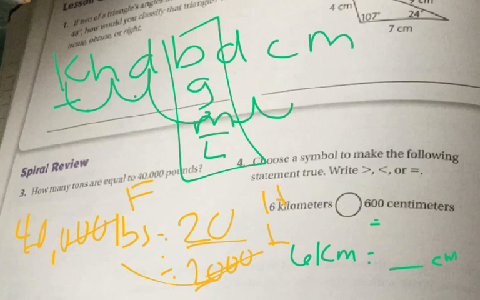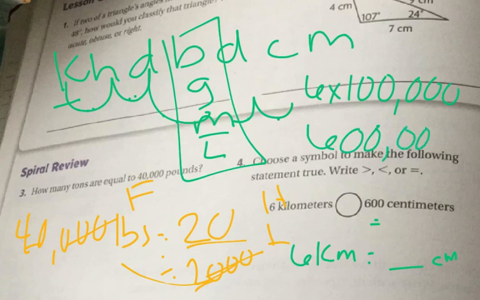That would be 5 jumps. Each of those is 10. So 10, 100, 1,000, 10,000, 100,000. So 6 times 100,000. Well, I know that's going to be 600,000, which is very much bigger than 600, so that would be the bigger sign. So 6 kilometers is bigger. Oops, what happened? And I have 2 more questions.